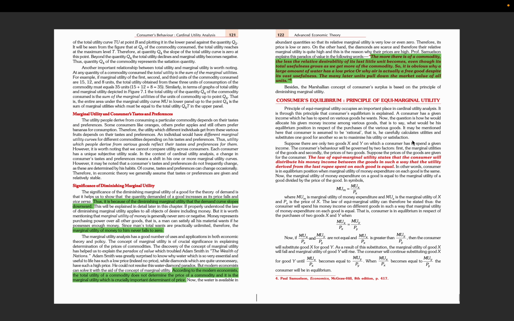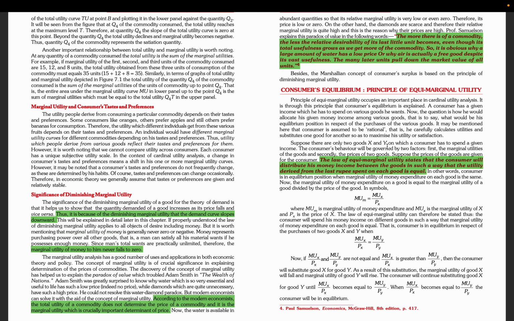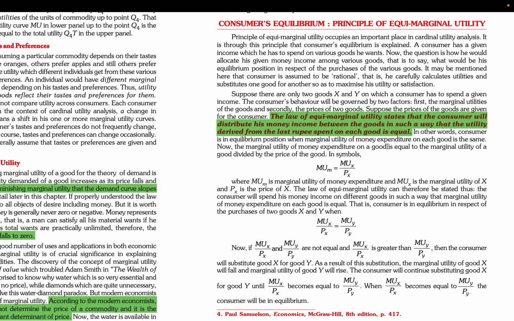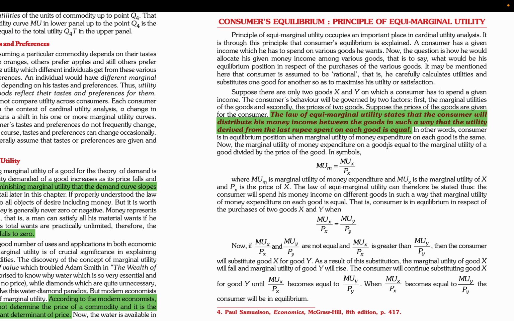The law of equi-marginal utility states that the consumer will distribute his money income between the goods in such a way that the utility derived from the last rupee spent on each good is equal. Now, equi-marginal utility hasn't been taught before either in school or in college, so it's best that you understand this very, very carefully.